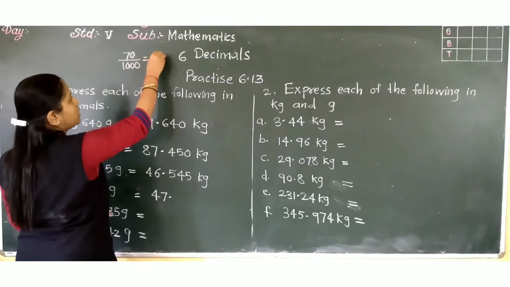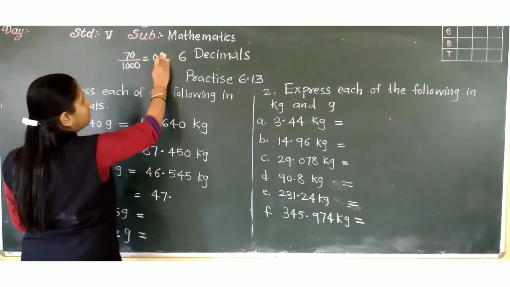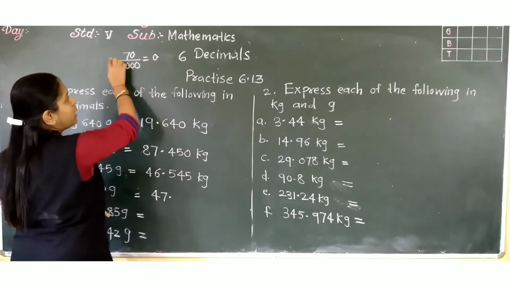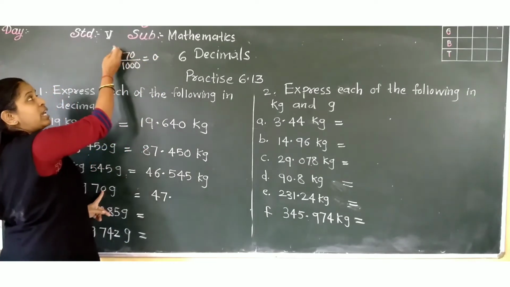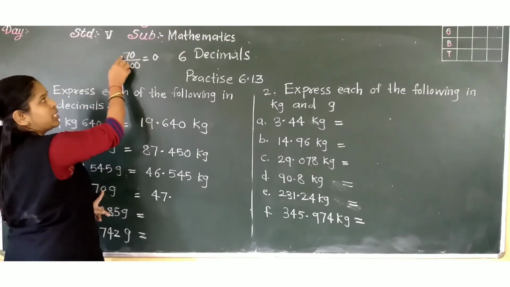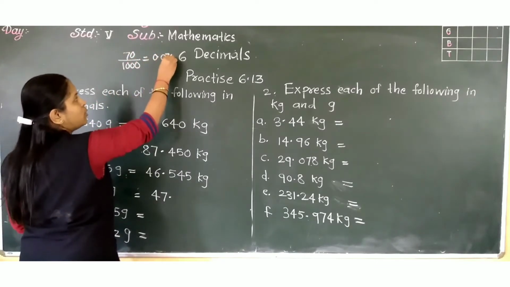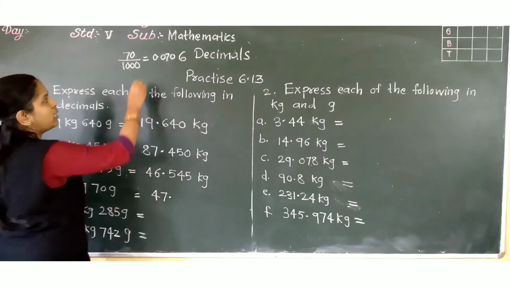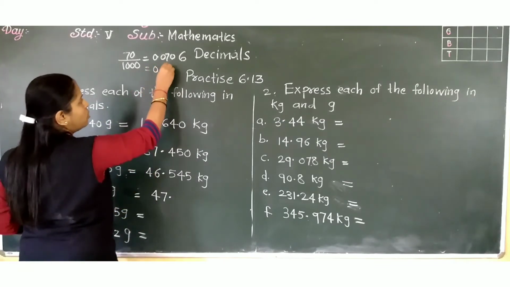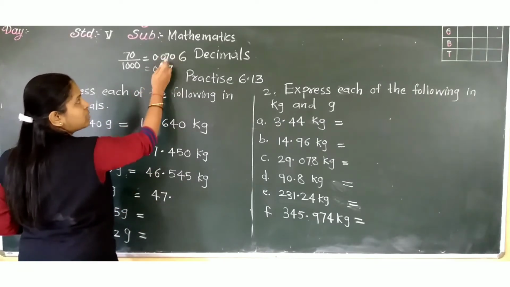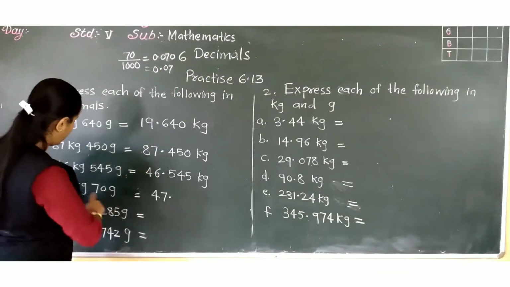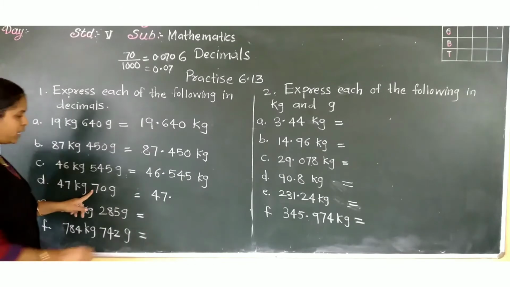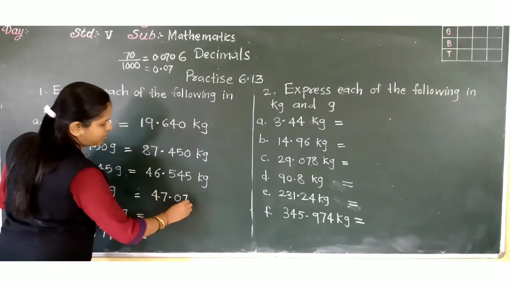So it will be 0.07. Now see, the whole part has nothing, so 0, and here only 2 digits are there, so we write 0 before these digits. So that is 0.070, or you can write only 0.07. After this digit, if you do not write 0, that is okay, no problem. So here we write 47.07.